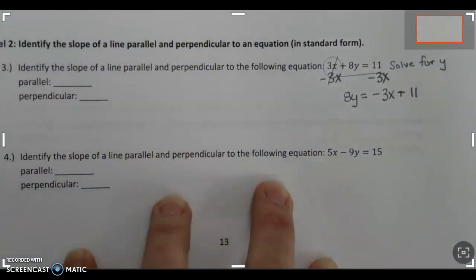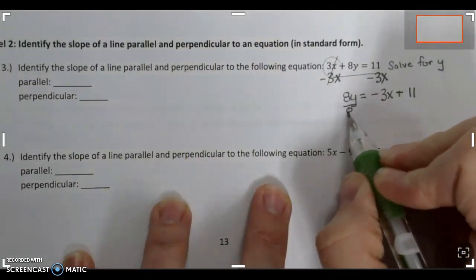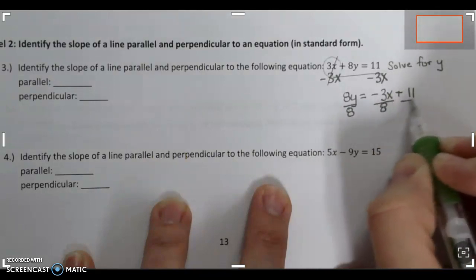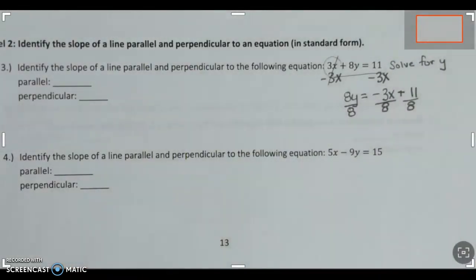Still not solved for y. Y is not by itself. Divide by 8. Divide this side by 8. Divide this one by 8. Divide this one by 8. I can just right here stop. Now, normally we would rewrite it, right? We'd rewrite the final answer, but I can actually stop right here.